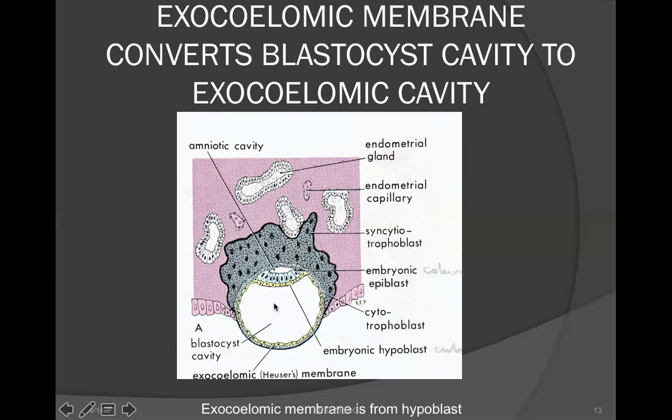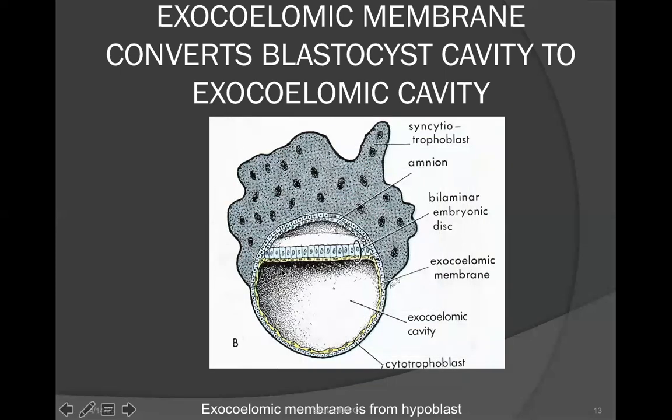So exocoelomic cavity is just like a blastocyst cavity, which has been lined, okay, by a new curtain, if you like. So in your room, you can buy a new curtain to just beautify the place, and you can decide to change the name, okay, from old to new, right? And you can also see that there's a space appearing above the epiblast, which will form the amniotic cavity.